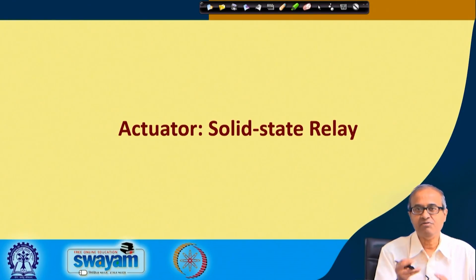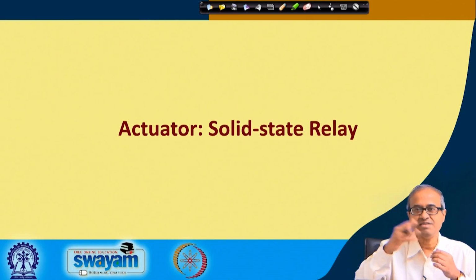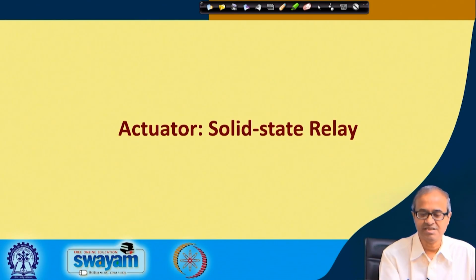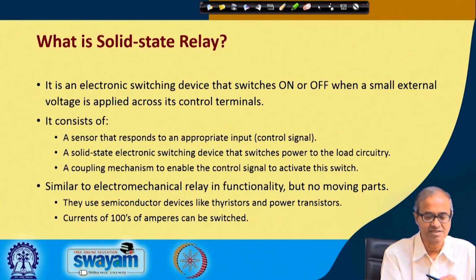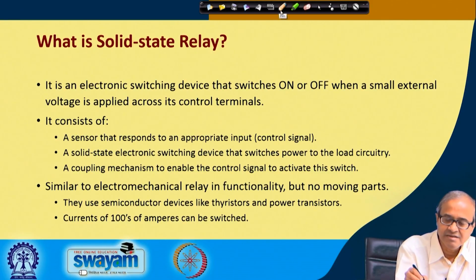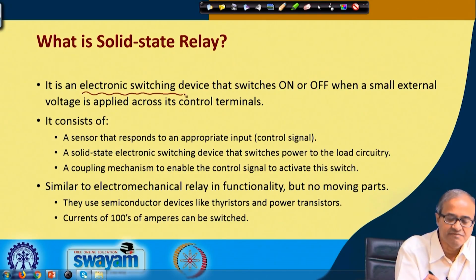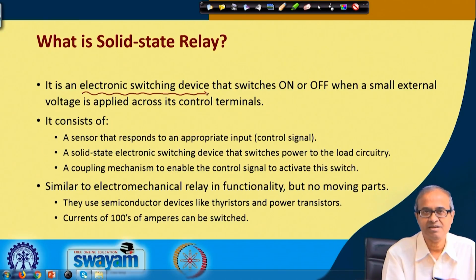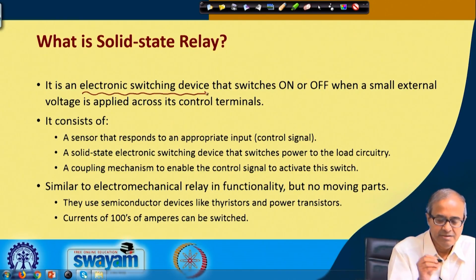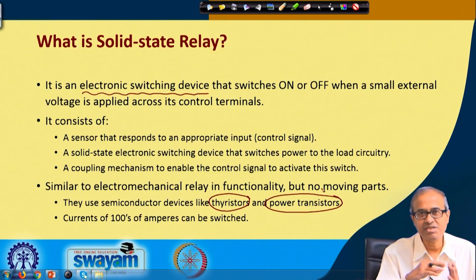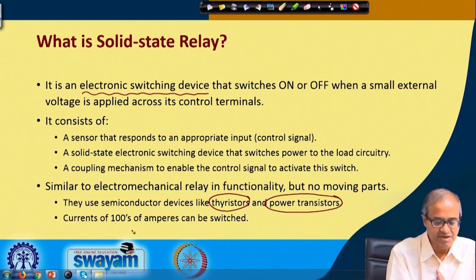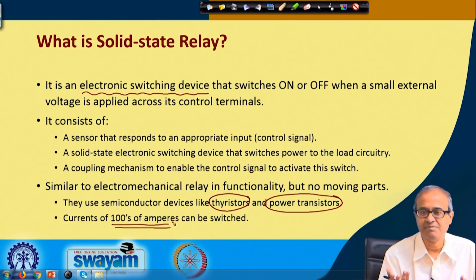Now, there is another version of a relay which is not based on electromagnets pulling and releasing the switches mechanically, but these are called solid state relays. Solid state means everything is built inside a chip, a semiconductor device. This is an electronic switching device. There is no mechanical moving part like in an electromechanical relay. The devices required for this switching are high power semiconductor devices like thyristors or power transistors. They can switch very high currents at high voltages. For example, hundreds of amperes of current can be switched.